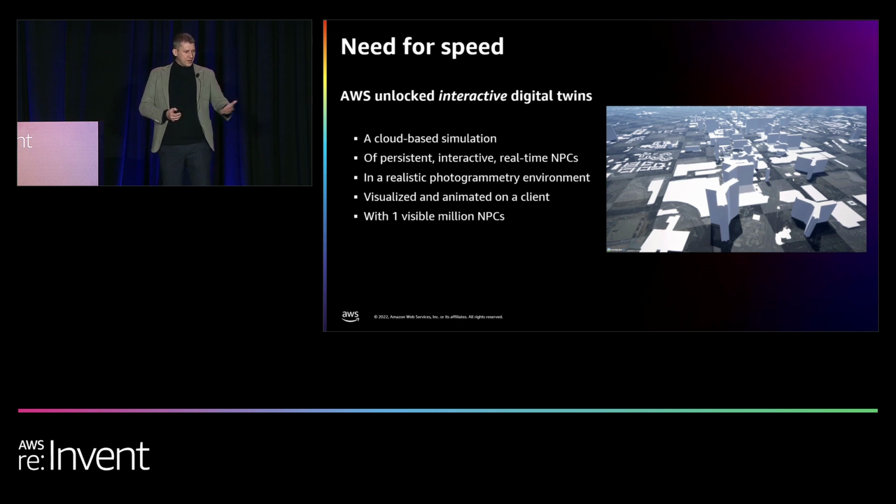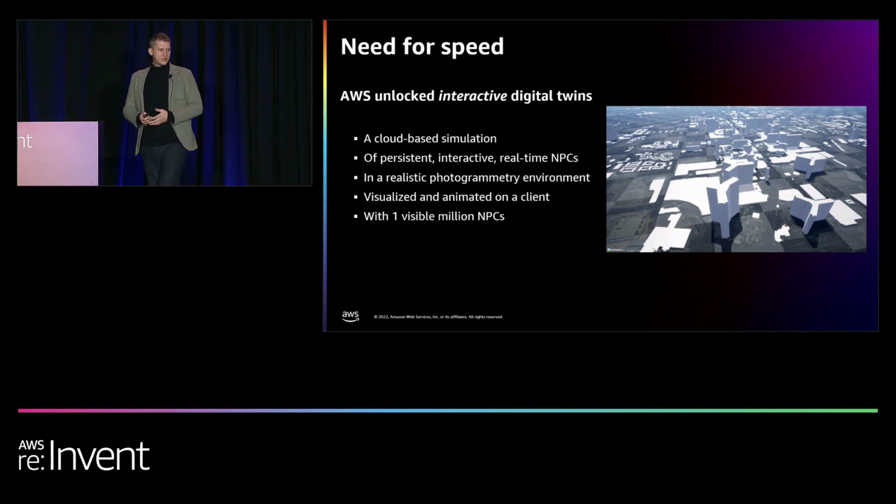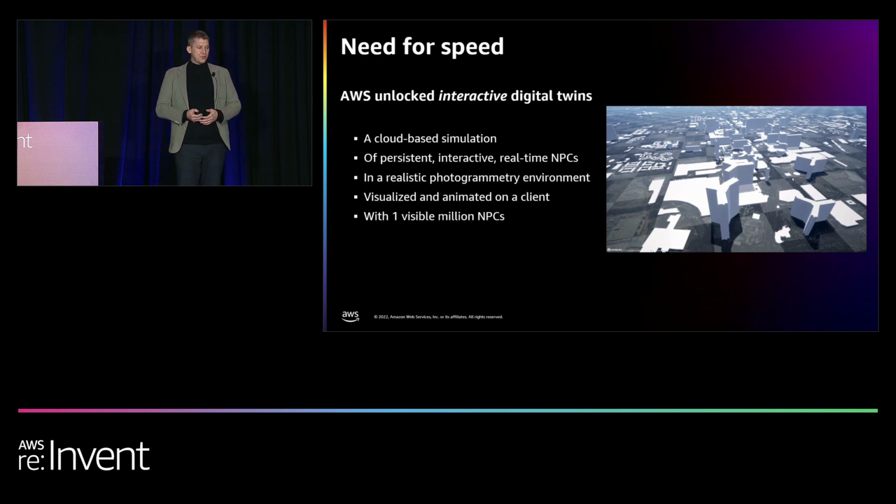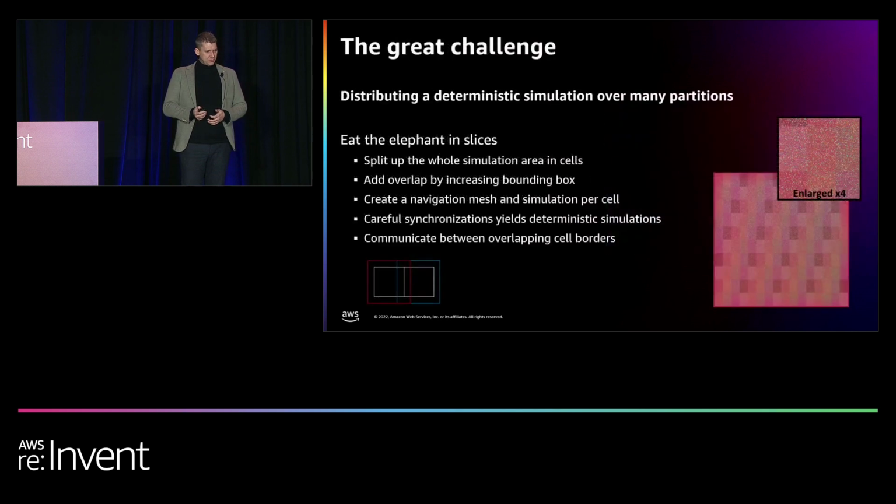Then there are real-time NPCs. We have a realistic photogrammetry environment that we can render in real time. It's visualized and animated on a client. And we worked together with Epic Games to also animate and visualize them on a client for 1 million visible NPCs. OK. But there were some challenges.